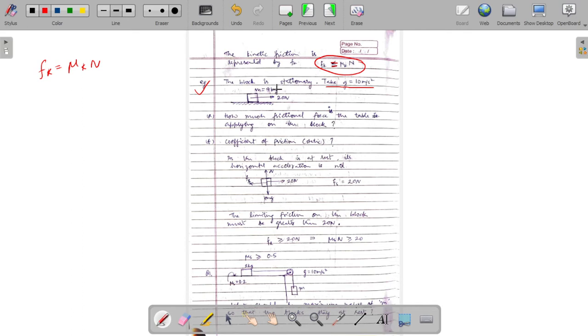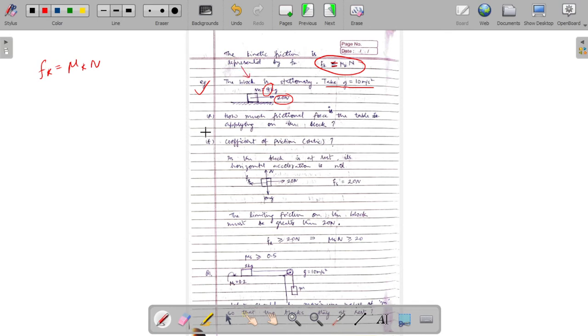How many kg is the block? The mass is given as 4 kg, and the horizontal force acting on the block is 20 Newton. So how much frictional force is the table applying on the block if the block is stationary?